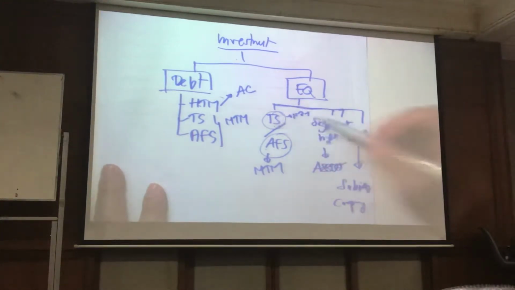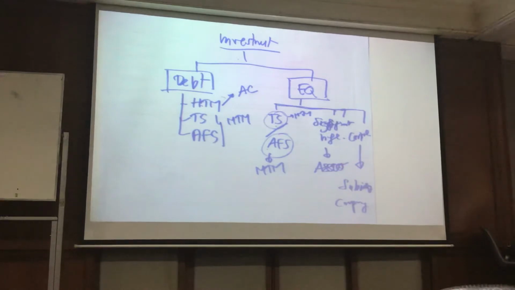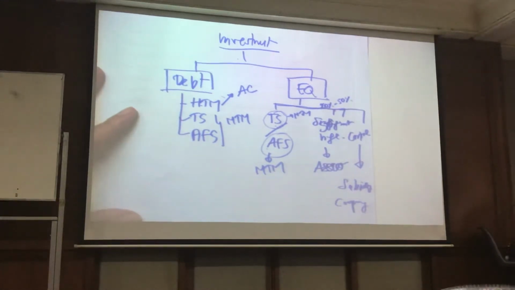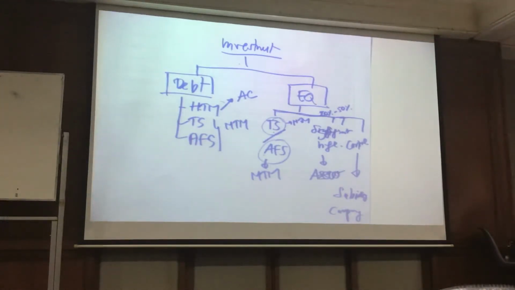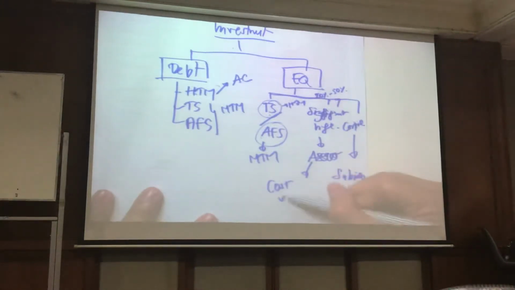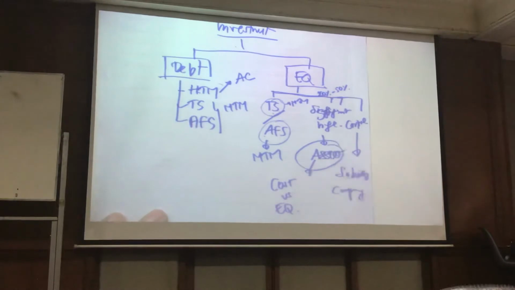But now, when you increase the ownership until you got significant influence, which is about 20% to 50% of the common shares available, you gain significant influence. Your relationship now turns to be associate company. And as you learned before, we have cost method versus equity method for associate company.